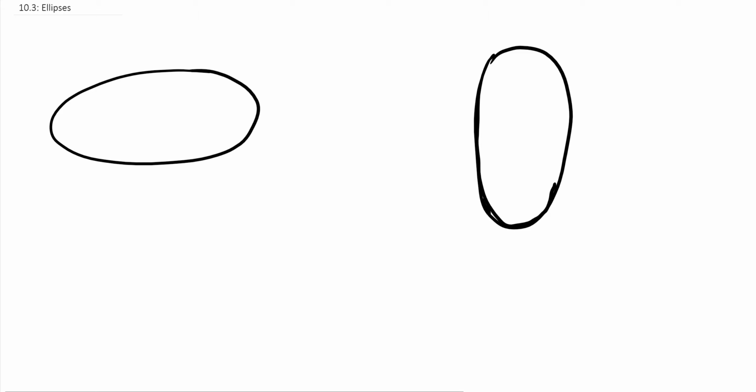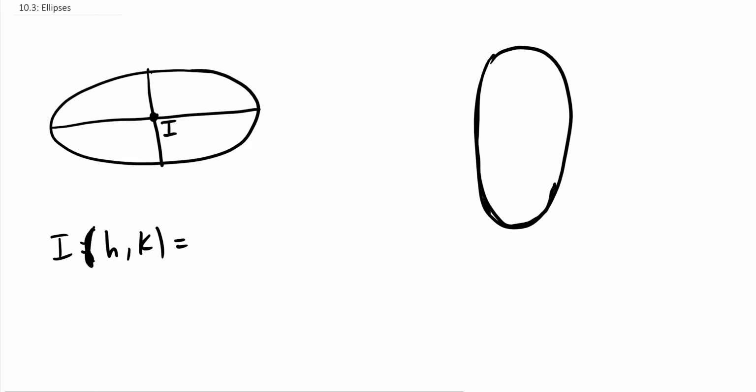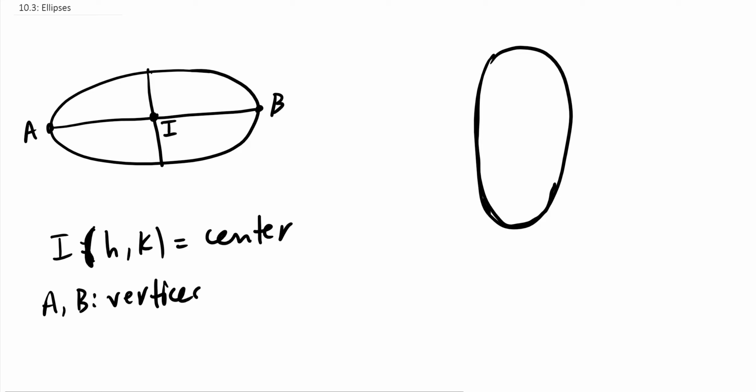So what do we need to know in this? There's a middle point here. If you connect the horizontal line through it and the vertical line, this point I'm going to call I. It has coordinates h, k. It's called the center of the ellipse. A and B we call vertices. C and D are called co-vertices.